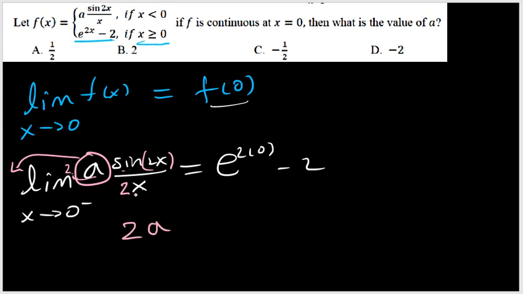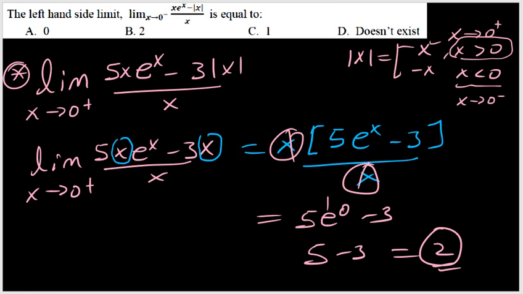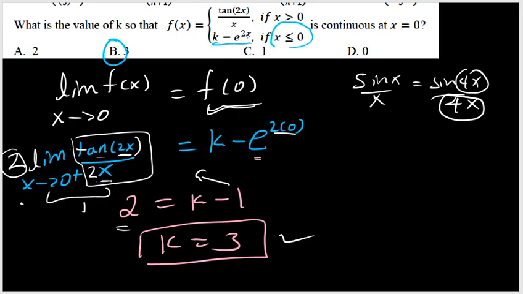You know, sine 2x over 2x, as x goes to 0, is just 1, so we have 2a, which is equal to, here, 1 minus 2. So 2a is equal to negative 1. When you divide both sides by 2, it is going to be a equal to negative 1 over 2. So the answer is going to be just C. This is a similar question to what you did in the previous year. Yeah, it is almost similar.